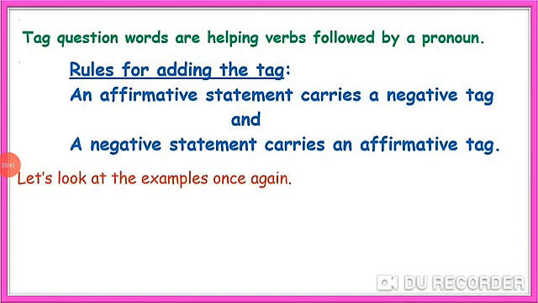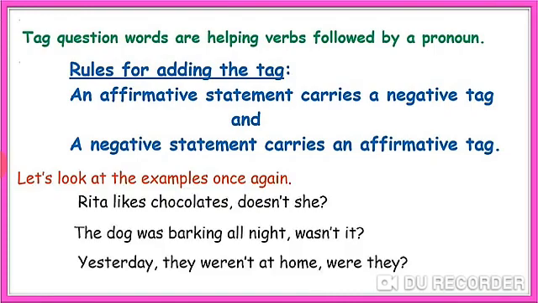Now let's look at the examples once again. Rita likes chocolates, doesn't she? Now how do we follow the rules? We copy the statement Rita likes chocolates followed by a comma, then we add a helping verb doesn't followed by a pronoun she, because here the subject Rita is of feminine gender, so we add she as a pronoun and then a question mark. Now since Rita likes chocolates is an affirmative statement, therefore the tag is a negative one.